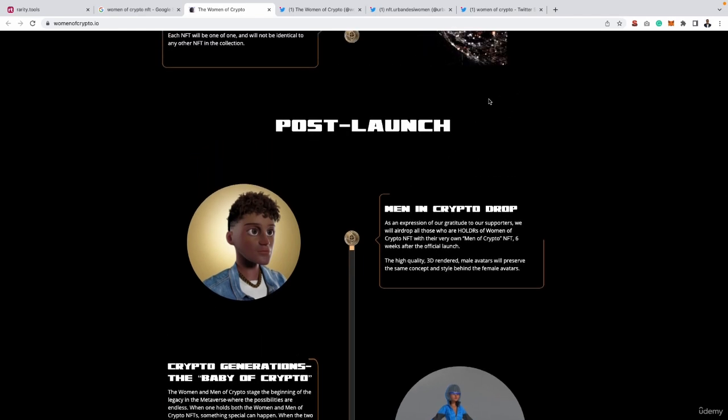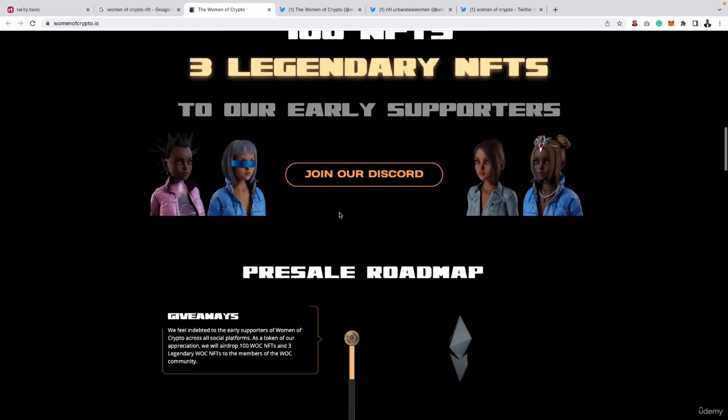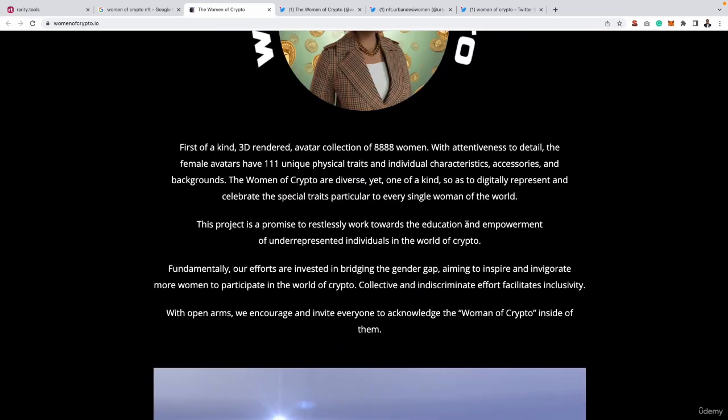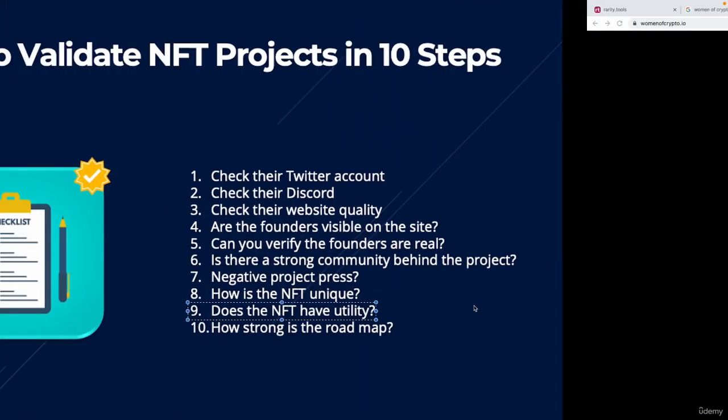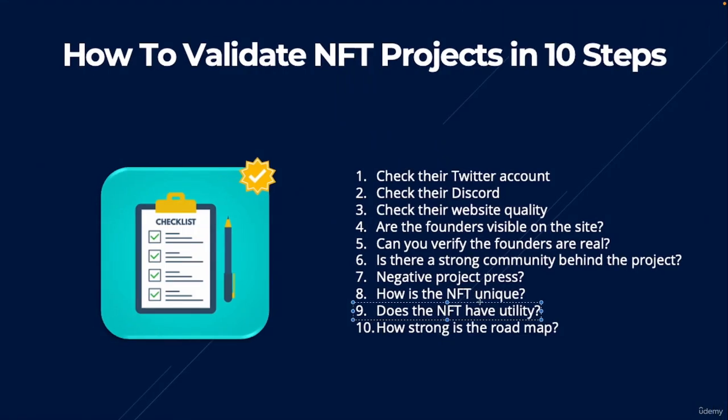So we're not just getting one standalone NFT, we're actually getting more NFTs if we hold them. And we're also buying into the whole messaging and goal of the whole collection, which is empowerment of underrepresented individuals in crypto. So again, I'm happy with what I'm seeing when it comes to my checklist. The NFT doesn't have any real utility, as in it can be used in the metaverse. However, I do get other NFTs going forward as part of my initial NFT purchase. So this is a good sign for me.